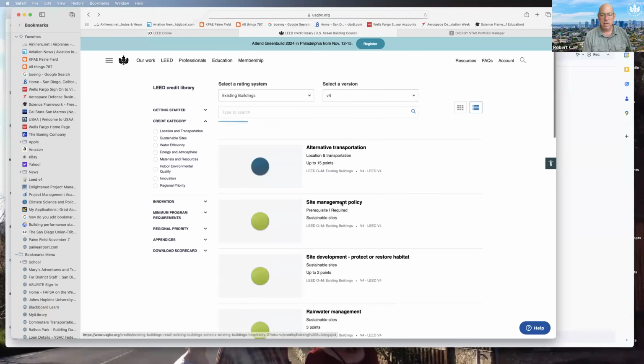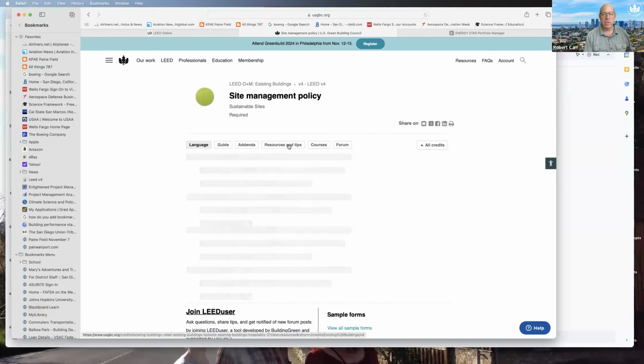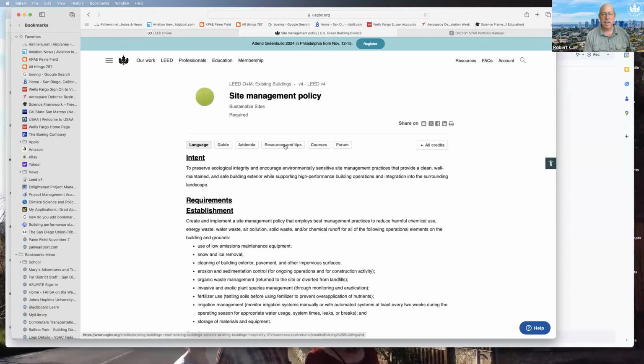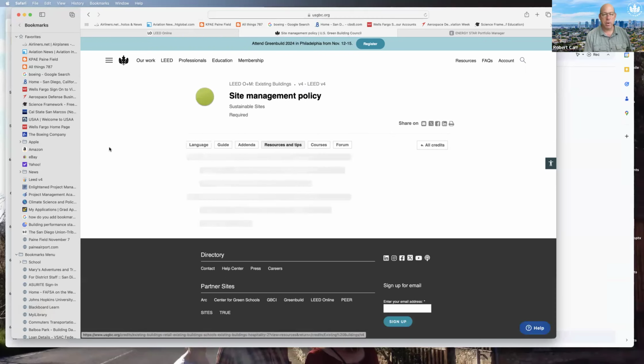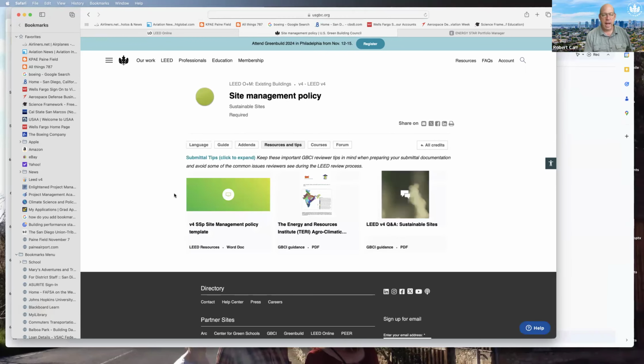All right, site management policy. And you'll notice here resources and tips. So these are the things that you might need as a project manager for this. And notice here where it says site management policy. All right, you click on that, and it's literally a CAN policy that they wrote.